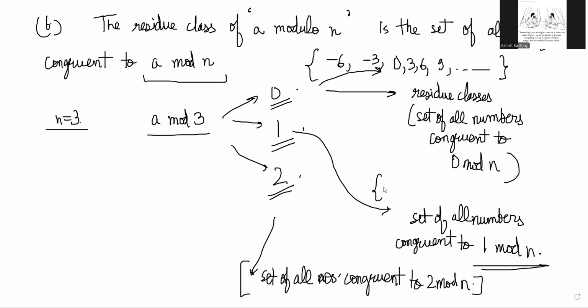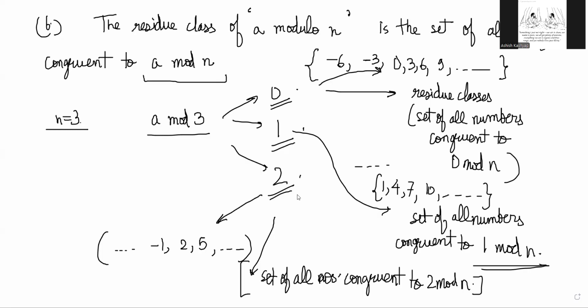This is an infinite set of 1, 4. Actually, you can go back also, -2 and stuff. 1, 4, 7, 10, and so on. Similarly, this is an infinite set of -1, 2, 5, and so on. So these are all your residue classes. A residue class is a set of numbers which are congruent to, let's say, A mod n or B mod n. Every value of A defines a separate residue class. Is it clear what I'm saying?